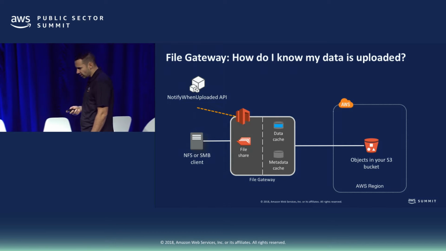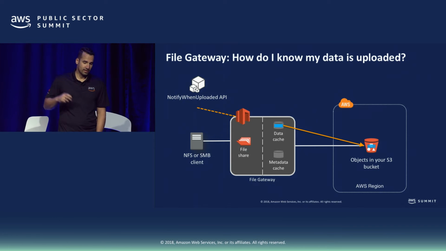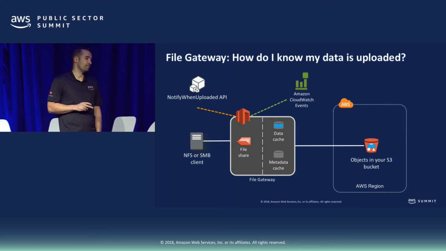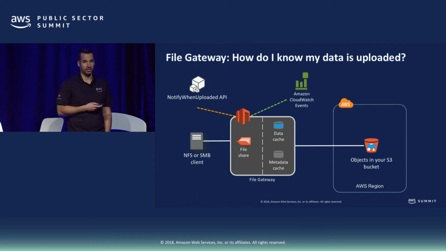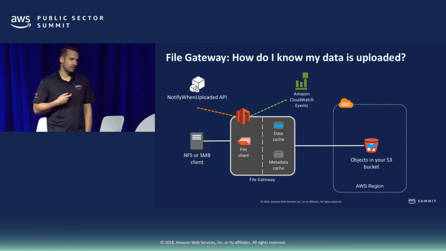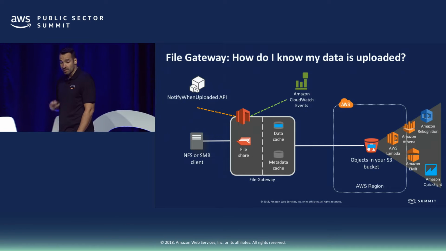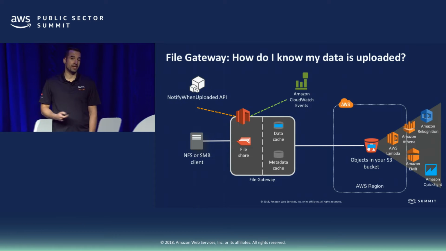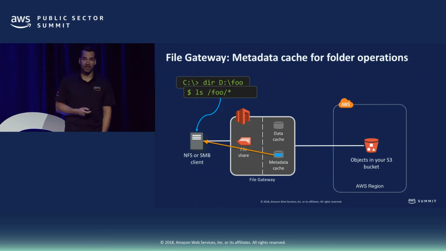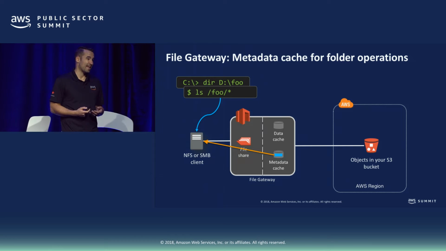So we introduced recently a Notify on Upload API, which basically what it does is when the file is asynchronously written into that S3 bucket, the Notify on Upload API notifies Amazon CloudWatch Events. And CloudWatch, if you're not familiar, is just a management service that monitors your environment. Once you get the notification, now you're able to use all of these other services in order to get the value of your data.